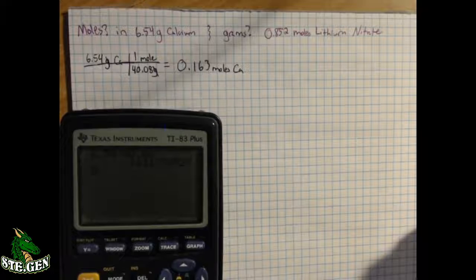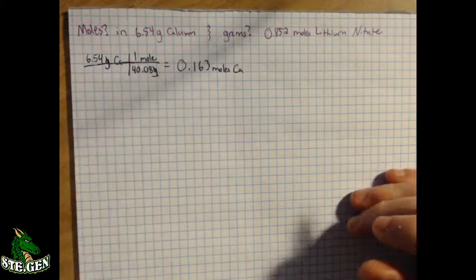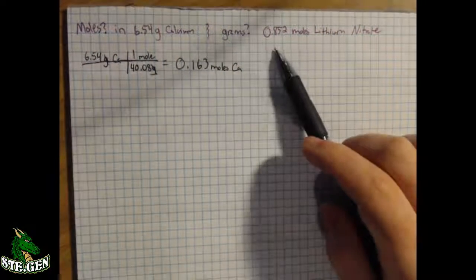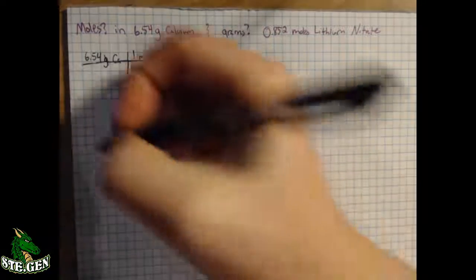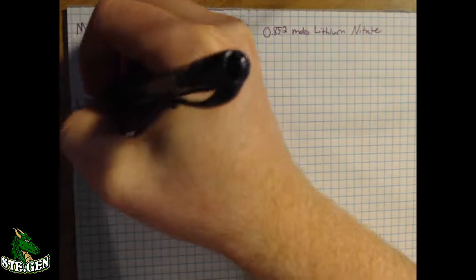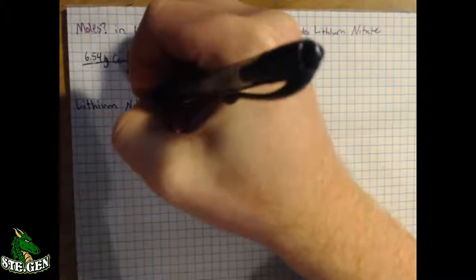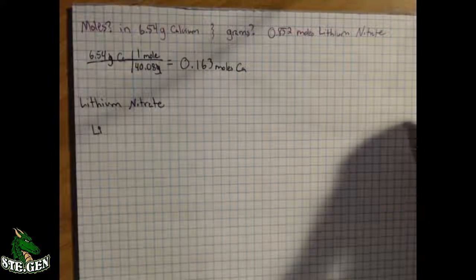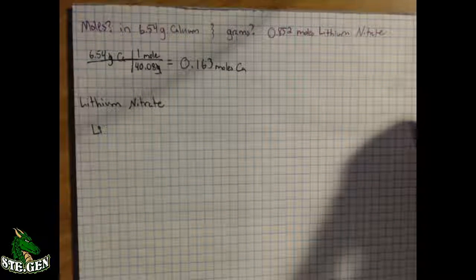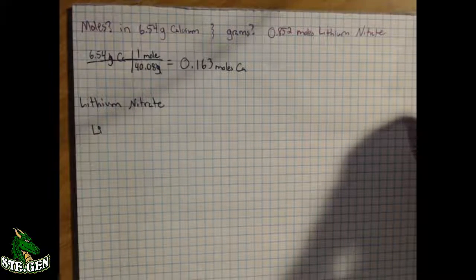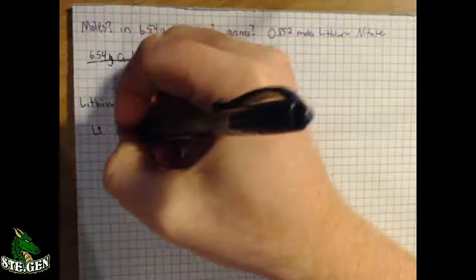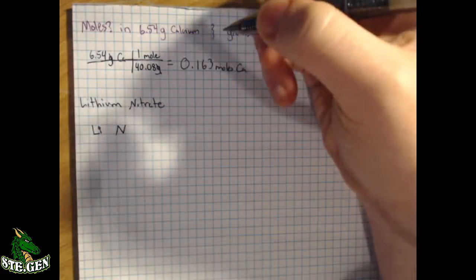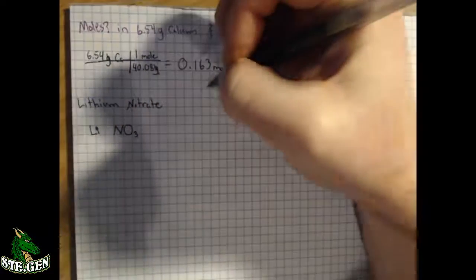Okay. The next example is a little bit tougher. This one is you have 0.852 moles of lithium nitrate. Well, the first thing we're going to have to do is figure out what lithium nitrate actually is. So lithium is Li. And then nitrate, well, nitrate's a polyatomic. So hopefully you're still feeling pretty good about knowing your polyatomics. In this case, nitrate is N because it has nitrogen, and then it has O's. How many O's does it have? Well, it has 3. And then what charge does it have?